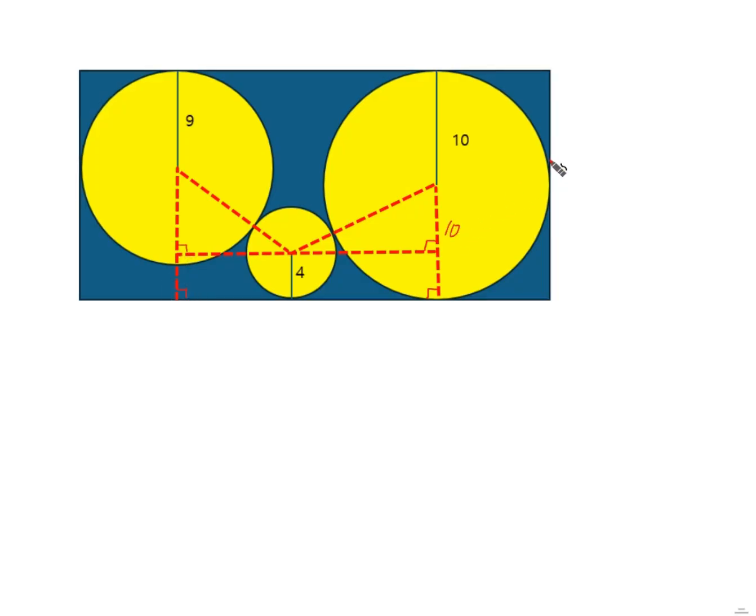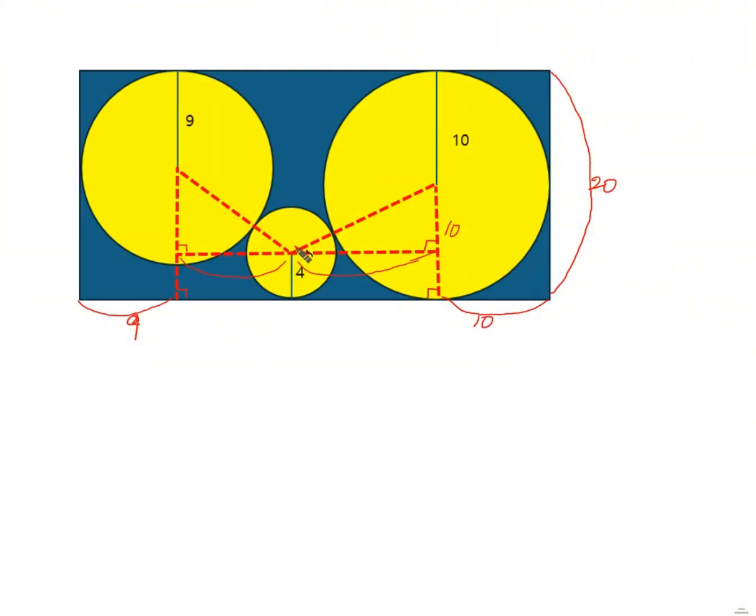This is 10. So the vertical line is 20. Here 10. Here 9. We only have to find this line and this line. Here we can see two right triangles.